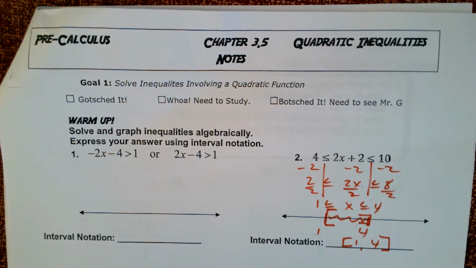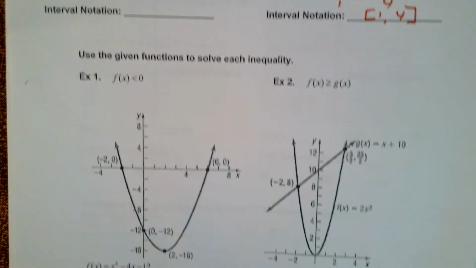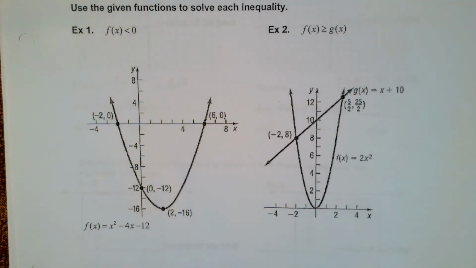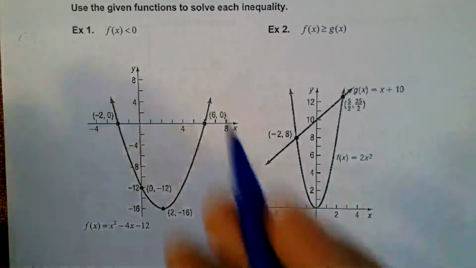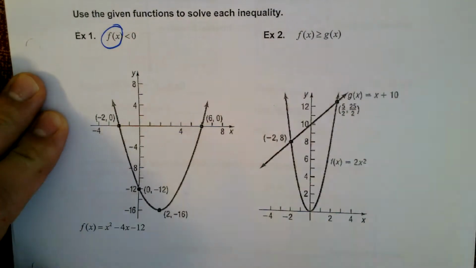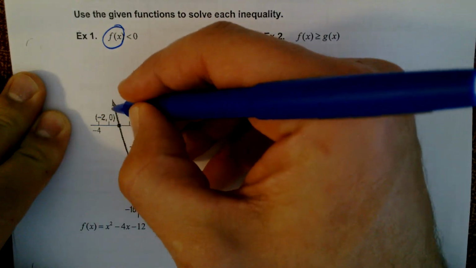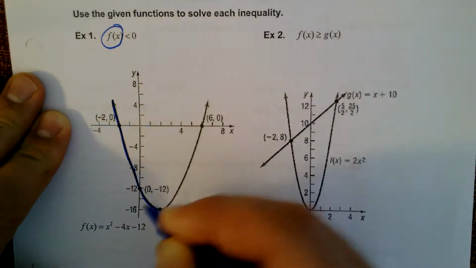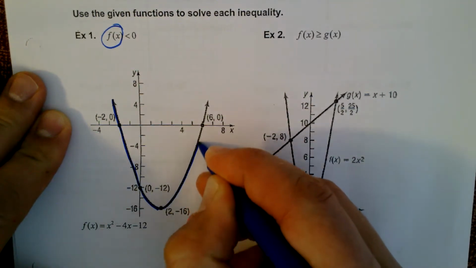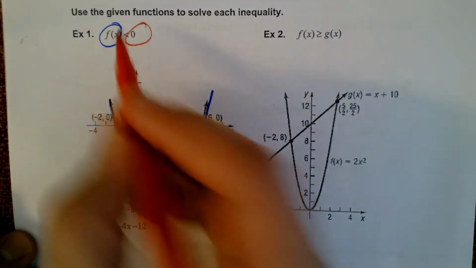Now, I think it's very important that you guys understand visually what's going on. So that's why I have example 1 and 2 for us. When I take a look at example 1, it says, where is f of x less than 0? Well, f of x is this function, x squared minus 4x minus 12. We probably know that's a quadratic, or parabola. And we want to know where this graph is less than 0.